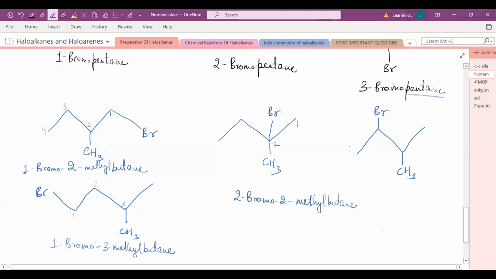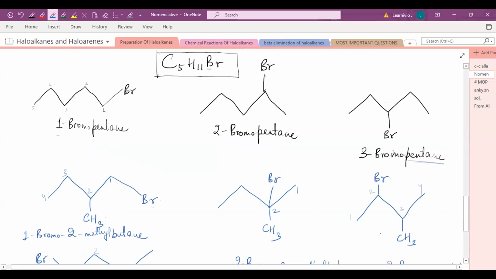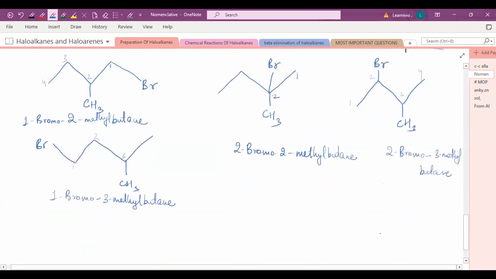This one, we will start the numbering from there. Again, 2-bromo-3-methylbutane. Good. Now see how many isomeric forms we have. Draw 1, 2, 3, 4, 5, 6, 7. Okay, but 8 isomeric forms exist because in the question they just give you draw the structures of all the 8 structural isomers.